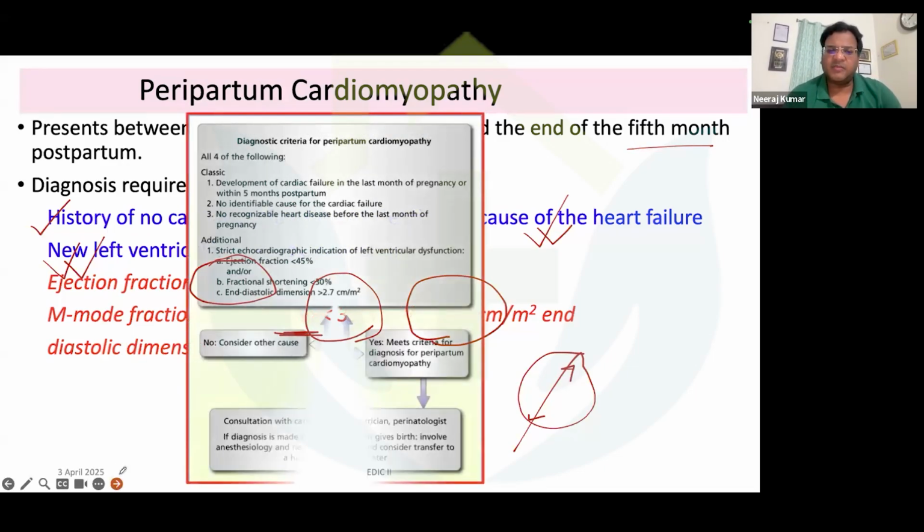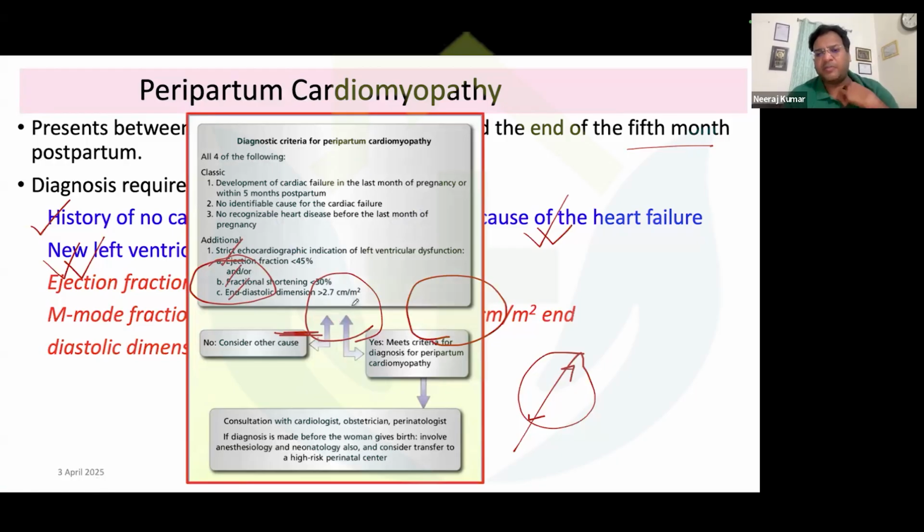And this is the same thing that I have discussed already. Here, ejection fraction below 45, fractional shortening, and end-diastolic dimension more than 2.7 centimeter per meter square. And there is no recognizable cause of heart failure. So if the patient meets the criteria, consult with the cardiologist, obstetrician, and perinatologist.